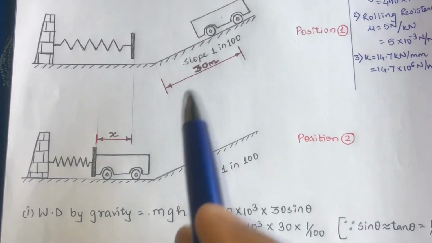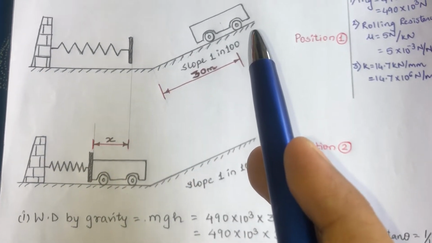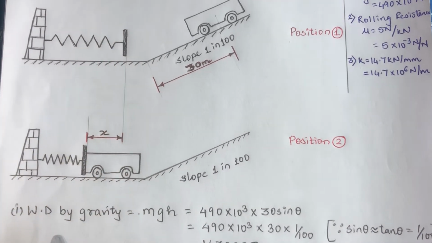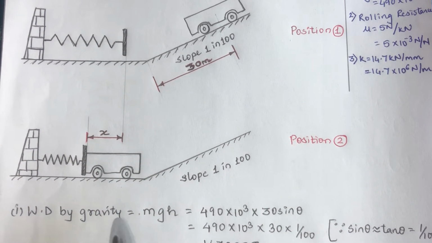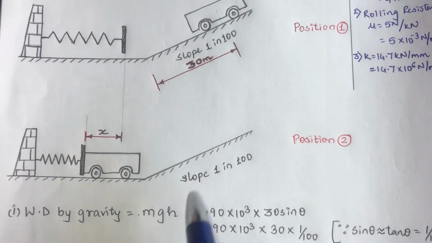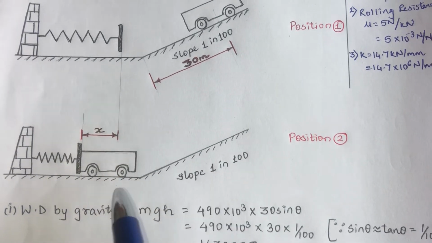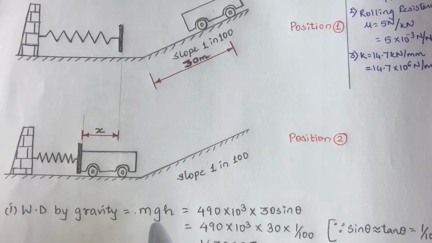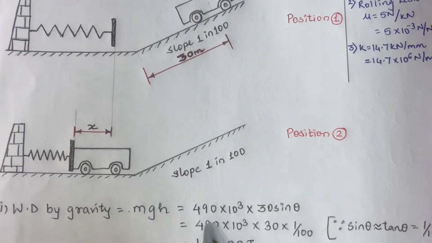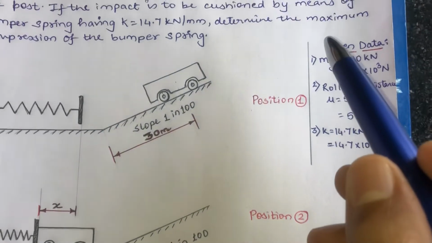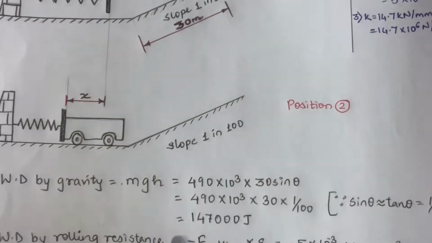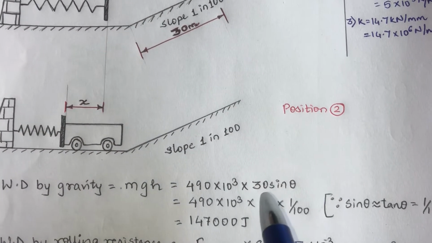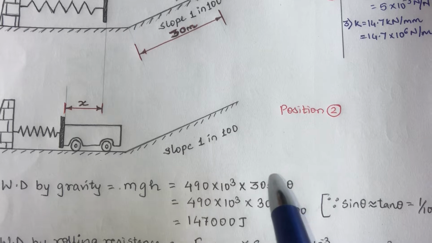First we'll be seeing, as the wagon is moving down, we'll be taking work done by gravity. So work done by gravity says mgh. As it is moving down, g is negative, h is negative, so it is positive. So mg here is 490 as we have seen already, so 490 into 10 to the power 3 into 30 sine theta.